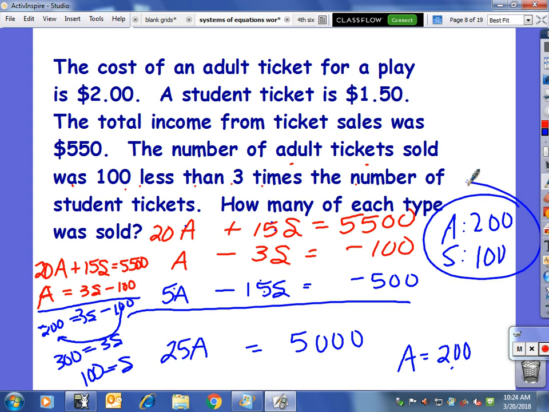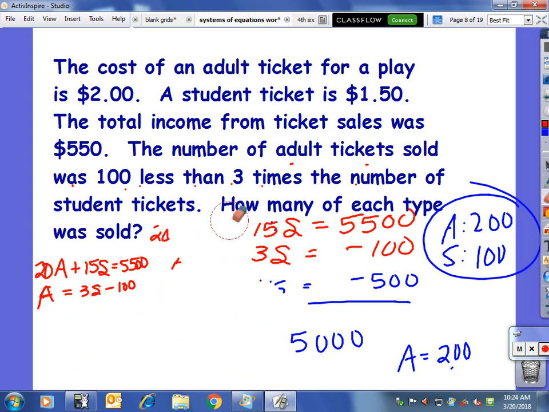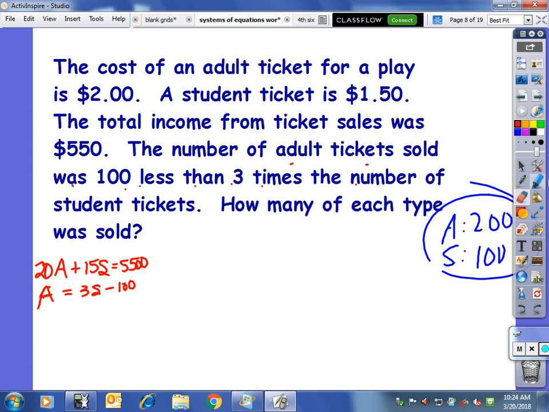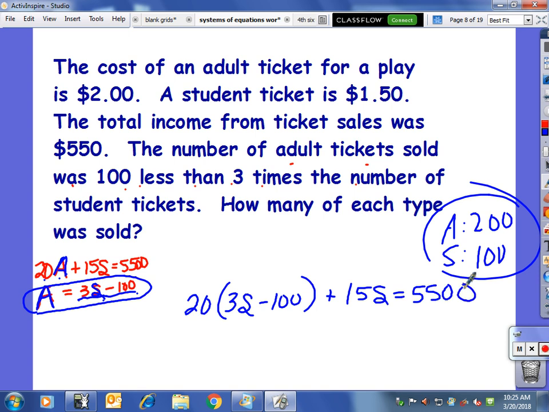Yes. Yeah, let's do it substitution. Okay, so let's go back to our original equations. Did you get rid of the decimals? Did you have 20a plus 15s equals 5,500? Okay, and then a equals 3s minus 100. This is set up nicely for substitution, because wherever I see an a, what can I put in its place? 3s minus 100. So instead of 20 times a, I'm going to do 20 times 3s minus 100. So I'm taking this a out right here, and I'm going to put 3s minus 100 in its place, plus 15s equals 5,500. So this is the substitution way.